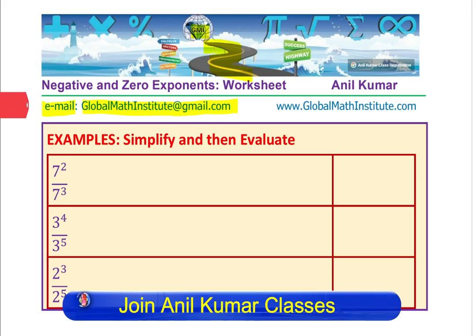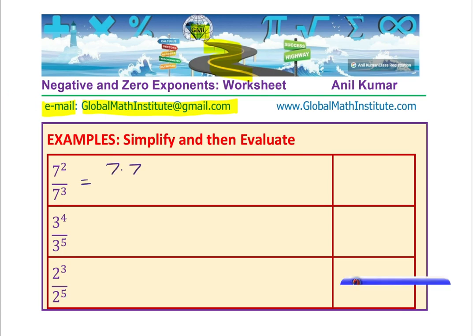Okay, so let's begin with a very simple example as shown here. We have 7 square over 7 cube. Now you know what square is. Powers mean writing a number multiplied so many times, right? So it's a short way of writing. So 7 cube really means 7 times 7 times 7.